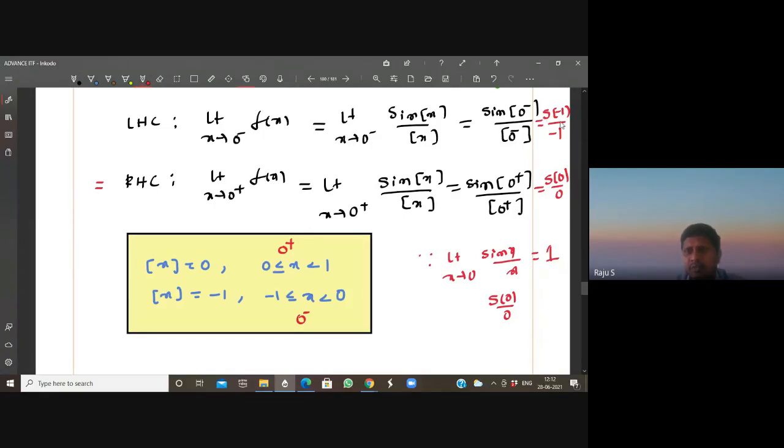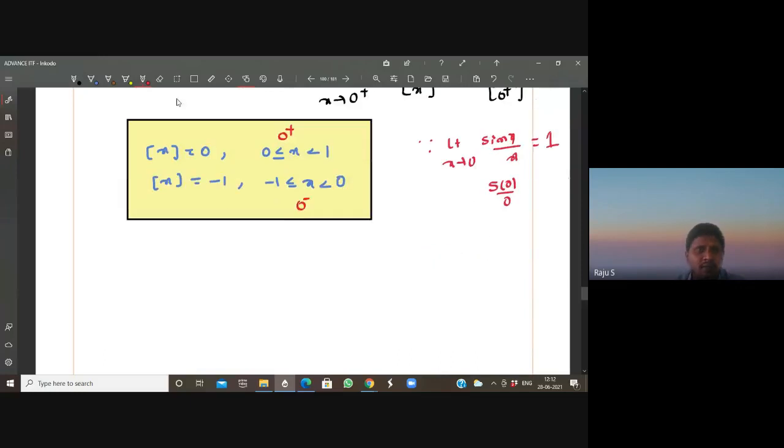Left hand continuity is what, student? Sin of -1 by -1. Because 0 minus value is -1. So sin of -1 value. Therefore, left hand continuity should be equal to sin of minus theta is minus sin theta, right? Okay, this is left hand continuity value. In the same way, right hand continuity is equal to 1 directly. Sin 0 by 0, yes or no? Sin 0 by 0 always 1.